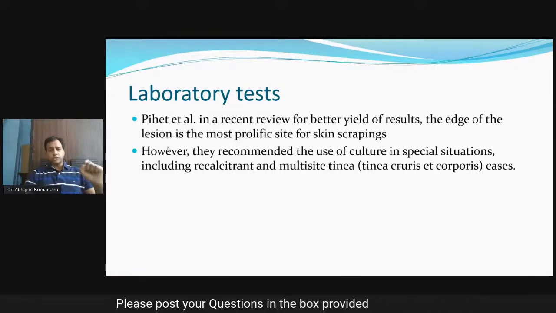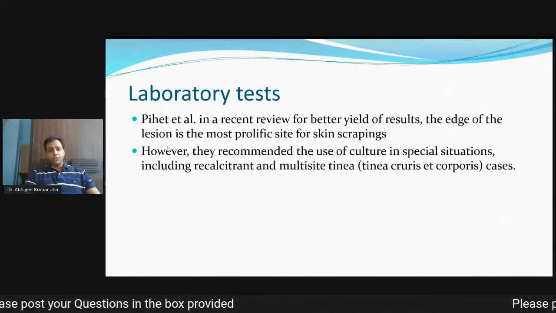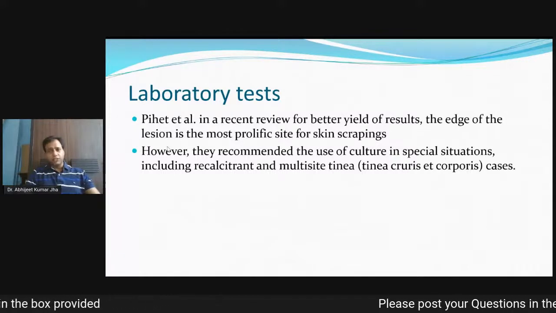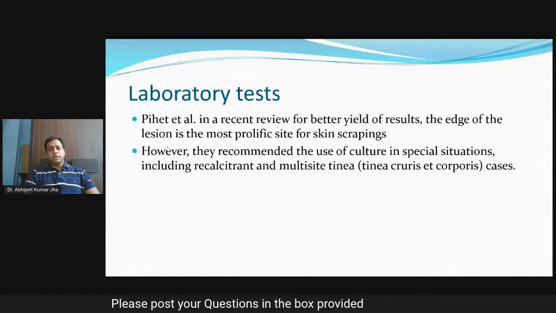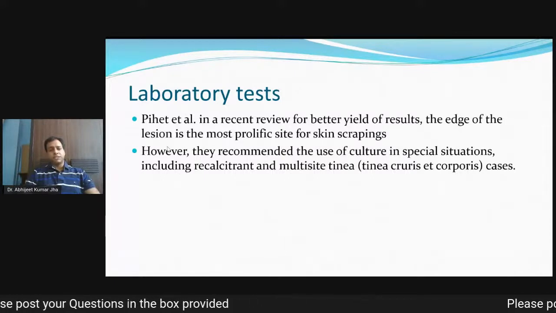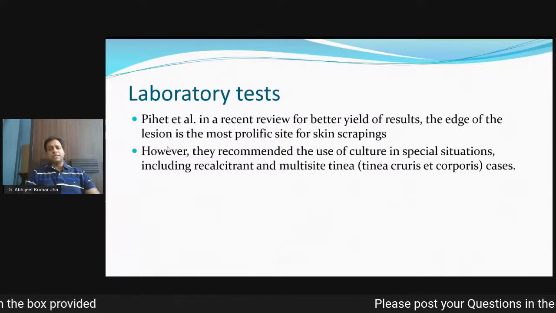So whenever we are going to take our skin scrapings, we need to know that we take it from the edge of the lesion. This is a very, very important take home message. The second one is they recommend the use of culture in special situations such as recalcitrant or multi-site tinea cases.